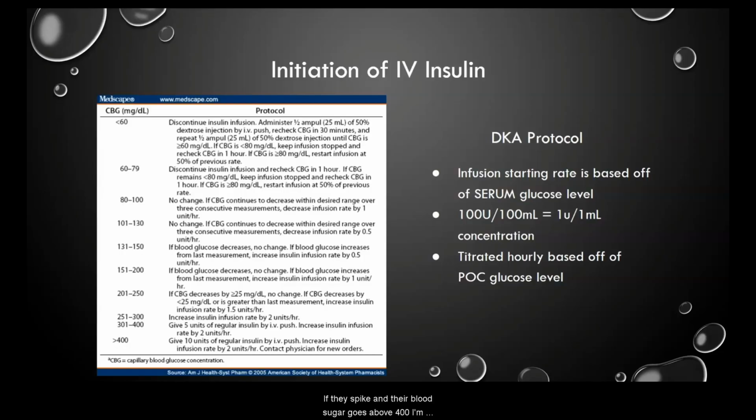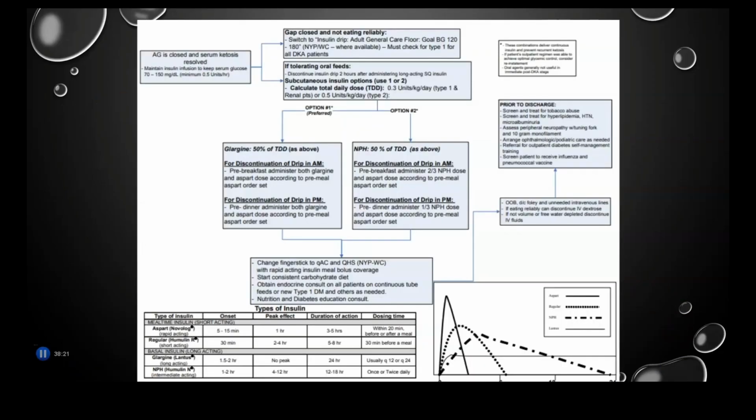If they spike and their blood sugar goes above 400, I'm going to give them another bolus dose of 10 units of regular insulin, and then increase the infusion rate by 2 units per hour. And then I'm going to call the provider, because clearly what we're doing up till now has not been effective enough in treating this patient. So they might want some new orders initiated.